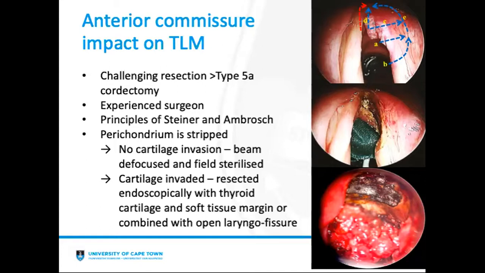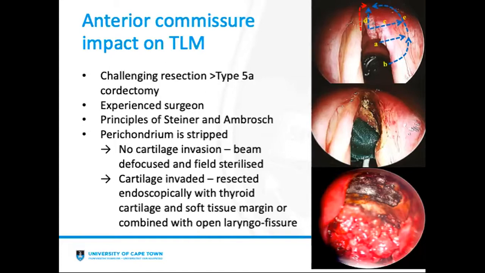As I mentioned before, our approach to the anterior commissure is based on the work pioneered by Steiner and later Ambrosch, where excision is planned as in the top right image from the Vula UCT chapter on CO2 laser microsurgery, where once the vocal ligaments are excised, the tumor is stripped in a plane deep to the perichondrium, where if no further erosion is identified, the tumor bed can be sterilized by defocusing the laser, as in the bottom right imaging.